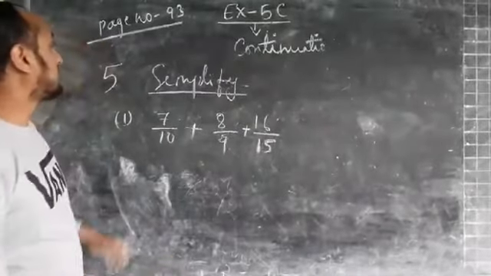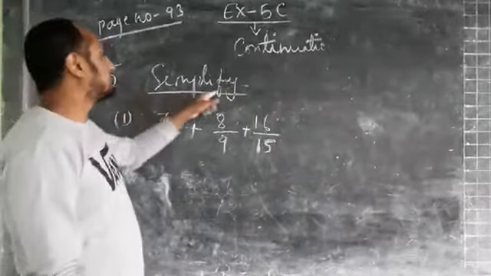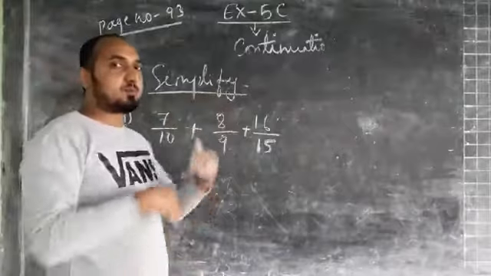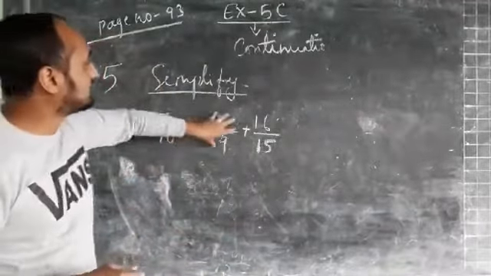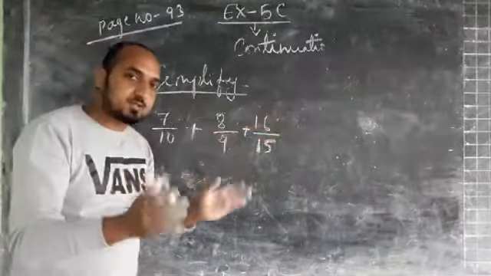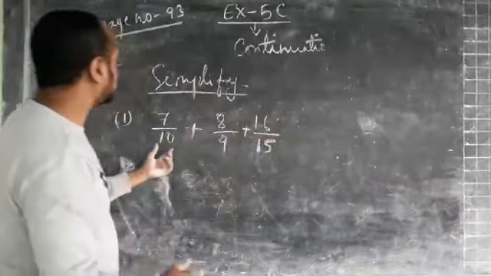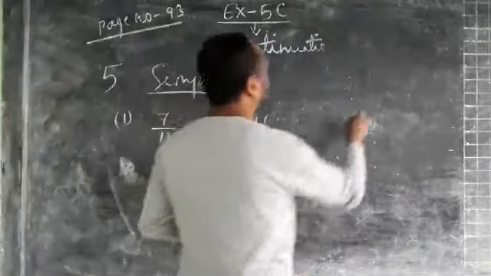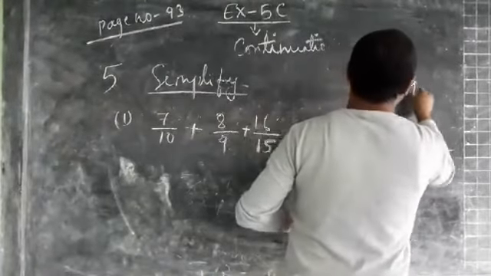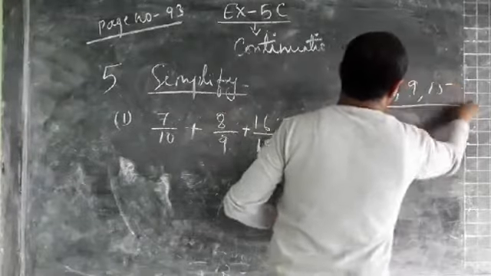Now next I am going to solve question number 5. This is also a subtraction, but the difference is that in the previous question number 4 we had only 2 terms. Now we have 3 terms, 1, 2, 3. So the process is the same. We have to take the LCM of these denominators. Here we have 10, 9, 15. So we'll take the LCM of 10, 9, 15.